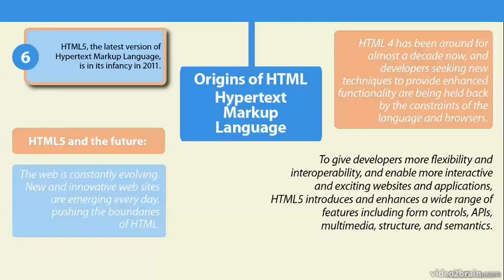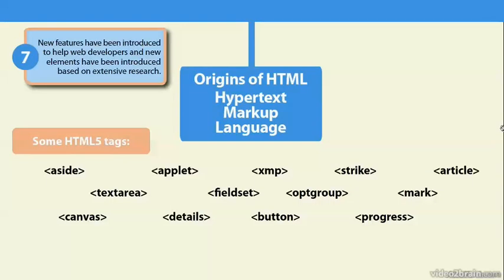So to give developers more flexibility and interoperability, and enable more interactive and exciting websites and applications to be created, HTML5 introduces and enhances a wide range of features, including form controls, APIs, multimedia, structure, and semantics. New features have been introduced to help web developers, and new elements have been introduced based on extensive research, including tips from people who are developing, things they're trying to get the browser to show and aren't appearing properly, so new tags are developed all the time.